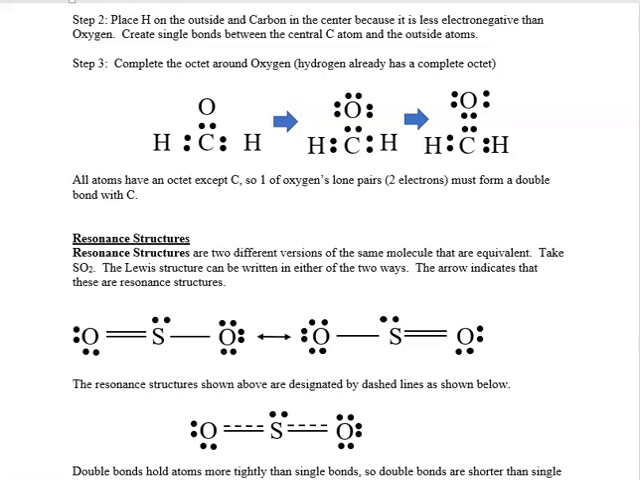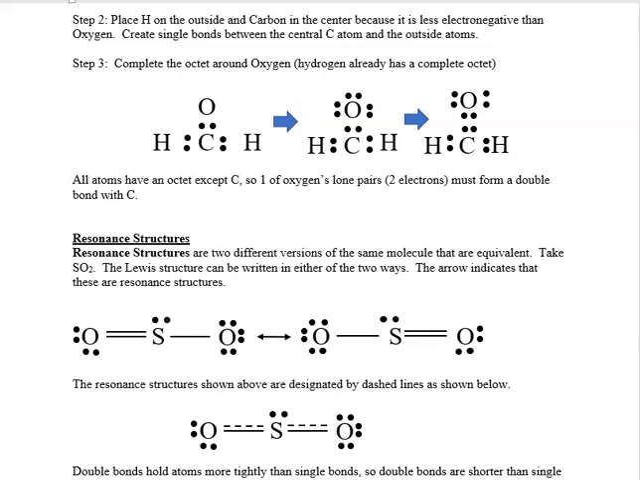Create single bonds between the central carbon and the outside atoms. So you see the first diagram on the left in step 3 does that. Okay, so you've used 6 of the electrons, but you have to use all 12. So we use up the rest of them by surrounding the oxygen. It's an outside atom. Surround that with electrons so it has an octet. So now oxygen has an octet.